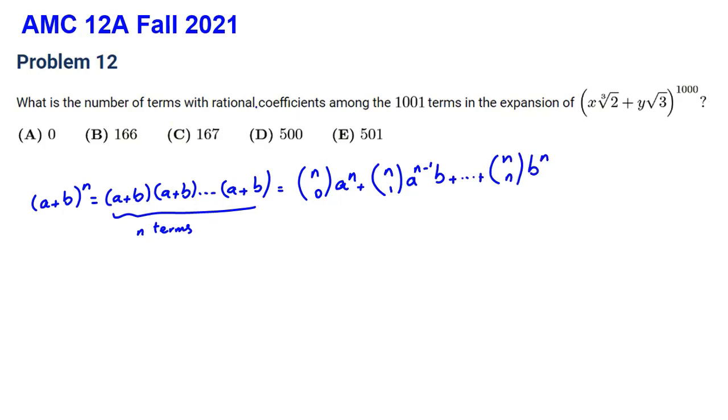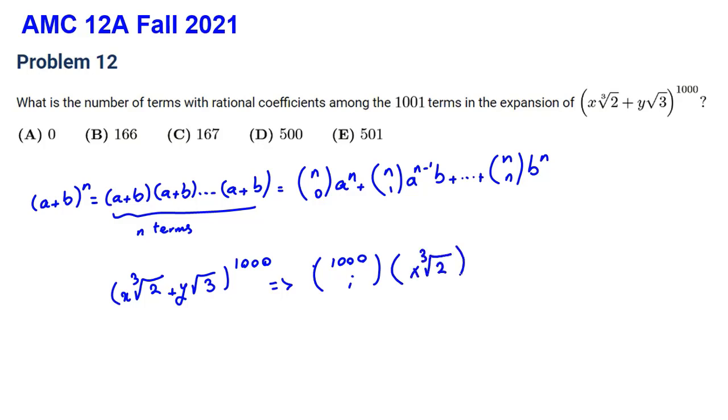Now here it says rational coefficient among this. So we know that when we have x plus y to the 1000, it will be the terms 1000 choose i, x times cube root of 2 to the i, times y times square root of 3 to the 1000 minus i. Okay.